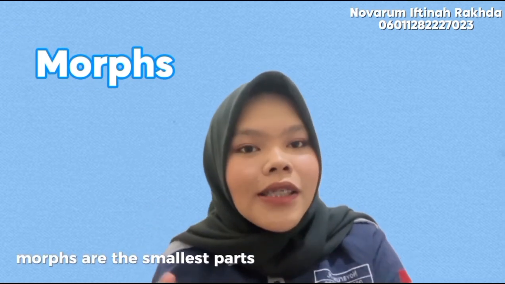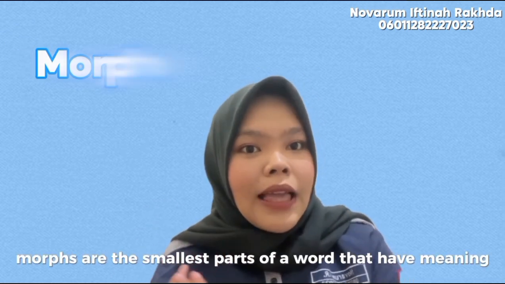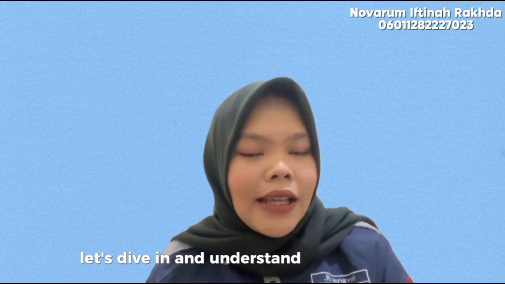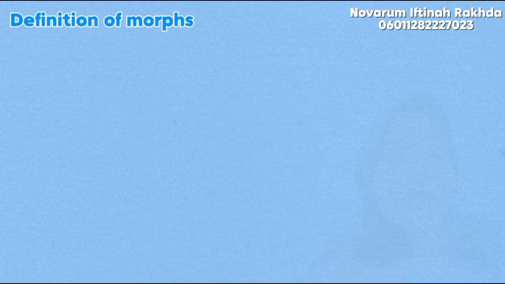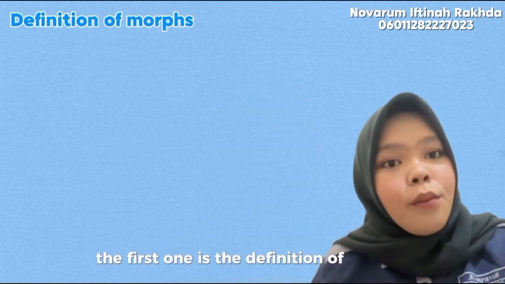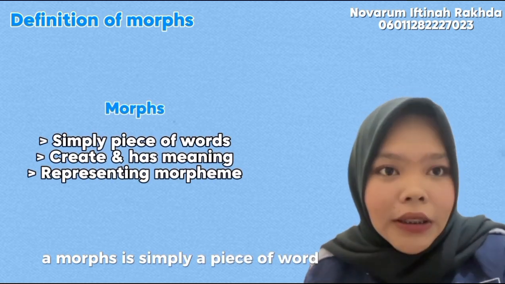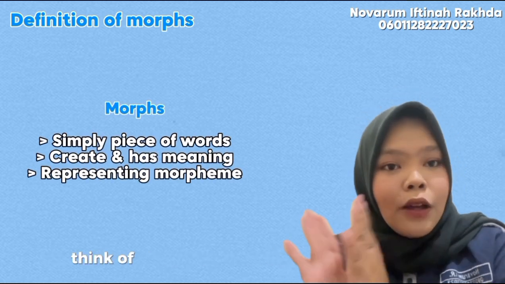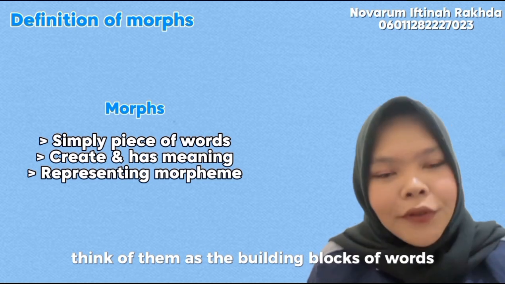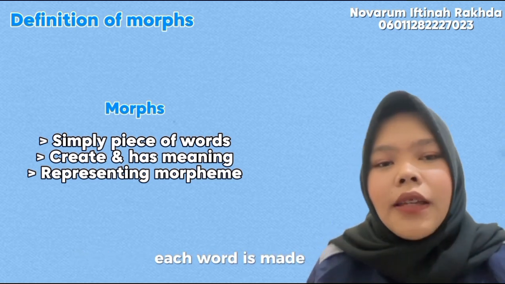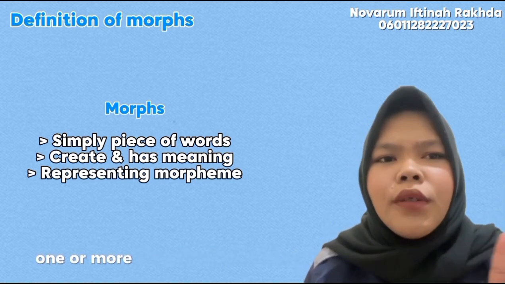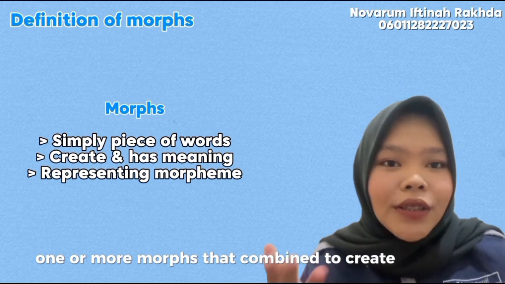Morphs are the smallest parts of a word that have meaning. Let's dive in and understand how they work. The first one is the definition of morphs. A morph is simply a piece of a word that has meaning. Think of them as the building blocks of words. Each word is made up of one or more morphs that combine to create meaning.